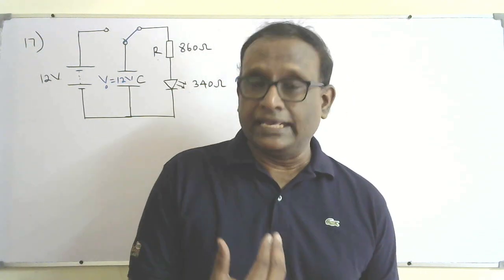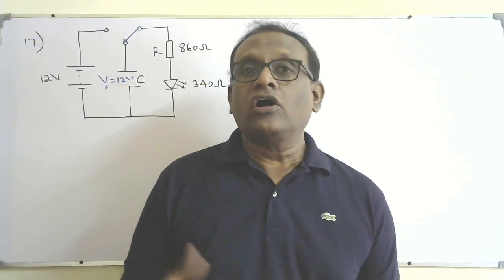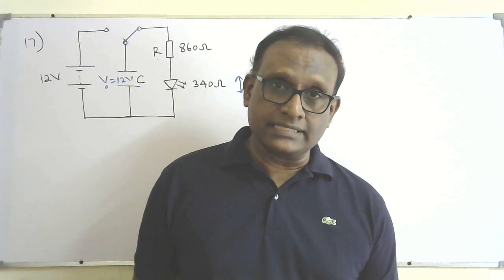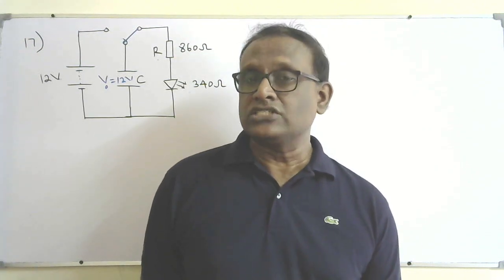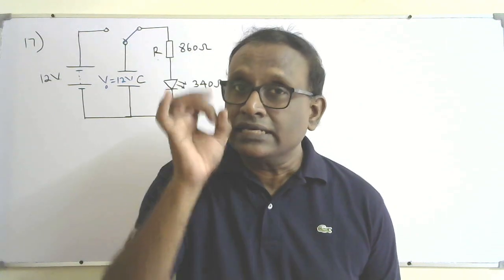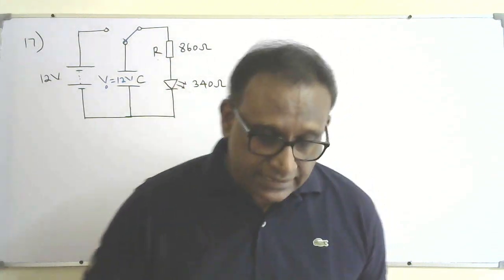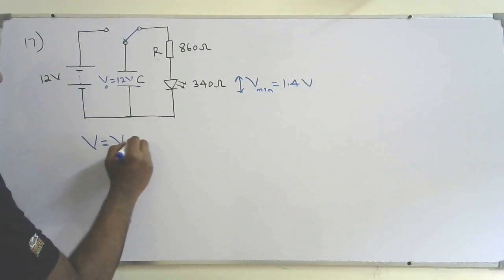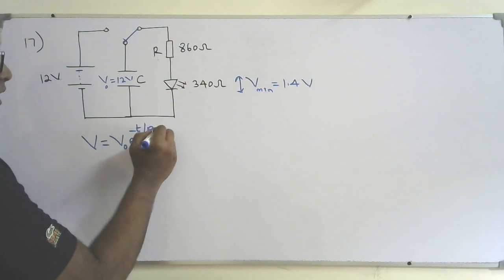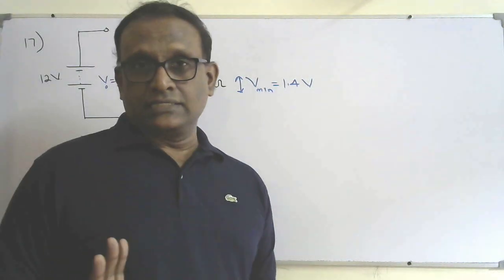So we have the equation V equals V naught e to the power minus t over RC, only for the capacitor, not for any other components. So we are going to use that equation for the capacitor. V equals V naught e to the power minus t over RC. You know the equation. We can use this equation only for capacitors.